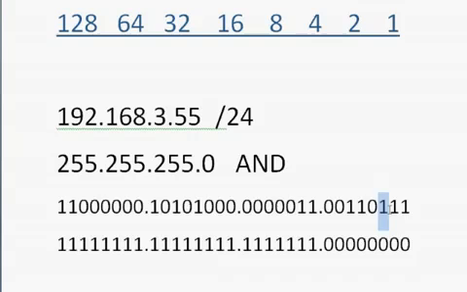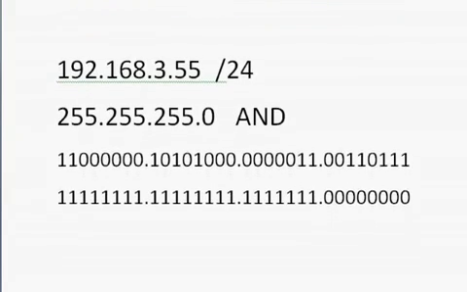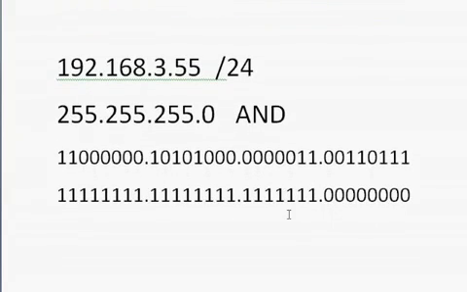So here we have the number 192.168.3.55 in binary and the subnet mask down below in binary. And so now we're going to do a logical ANDing, and logical ANDing goes back to logic, and I'll see if I can bring the proper symbols up.